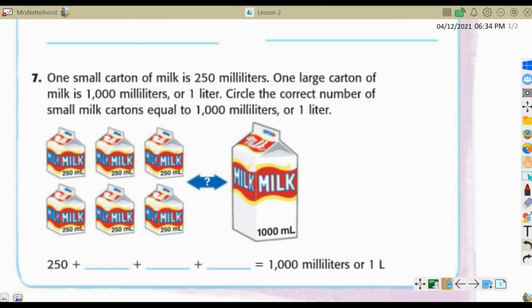So there you go. That is solving problems with capacity. Again, if you're unsure what milliliters and liters are, go back and look at your anchor chart. Go back and look at the video that comes with the math lesson from the book. Rewatch this video. If you still have questions after that, you can ask me in class. There you go.